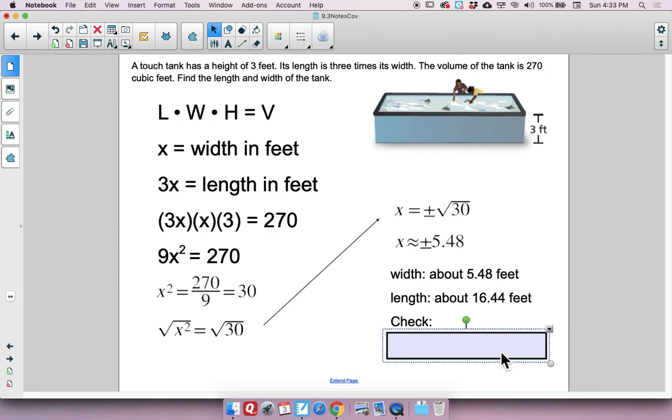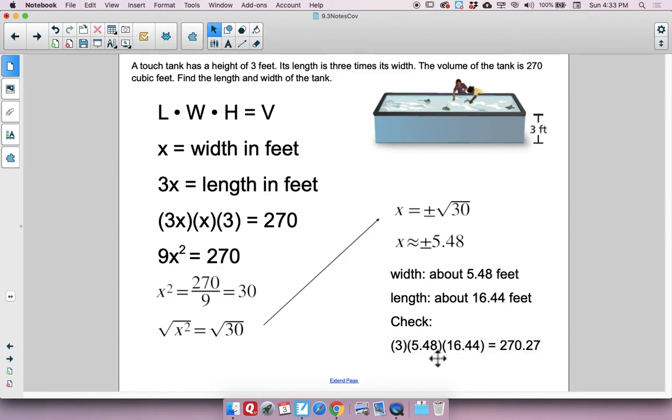And then our check, right? We want to multiply this times 3. And if you do that, you get 270.27. Now, why do you think we got something that was a little bit more than 270? It had to do with the rounding and taking the square roots. But obviously, we're pretty darn close, so we know we did it right.